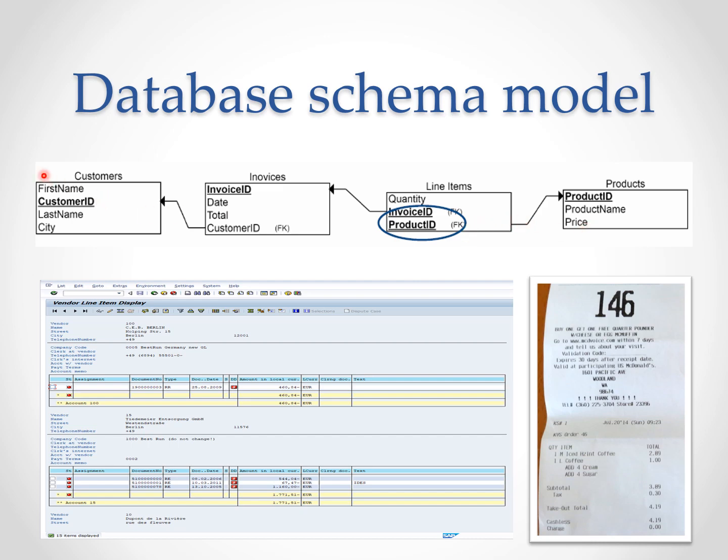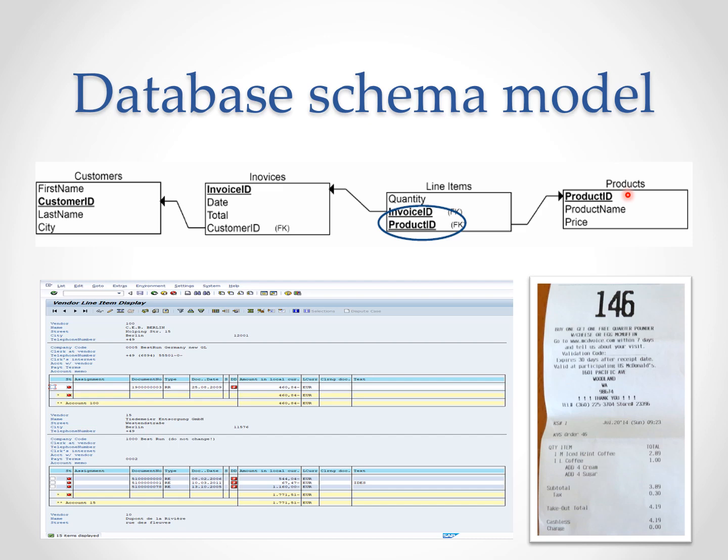So let me first explain to you the structure of a database schema so that you can understand what I'm talking about. First of all, each rectangle represents a table inside the database. So this is a table for customers, and this is a table for the invoices made by the customers. And this is a table for line items, and I will tell you what line items are now, and another table inside the database for products.